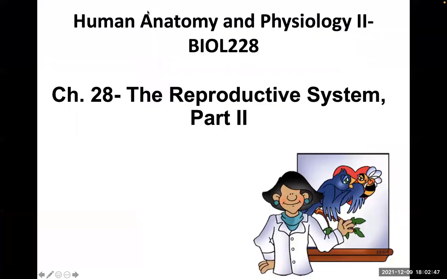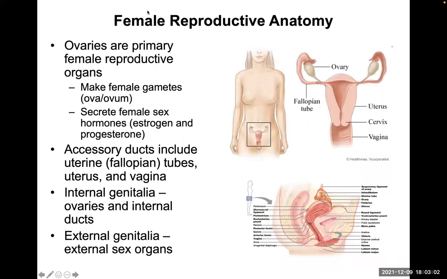So, as I mentioned, this next PowerPoint we're going to be looking at the female reproductive system, which shares a lot of similarities in many ways with the male reproductive system, but is different in some very crucial ways as well. The first few slides are going to hopefully be a bit of review when it comes to gross anatomy.